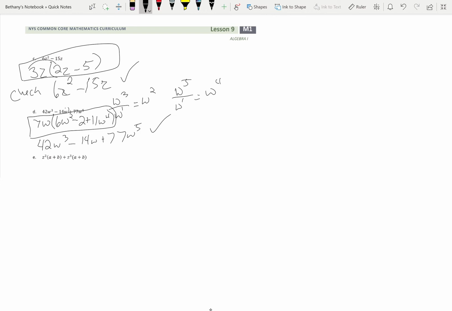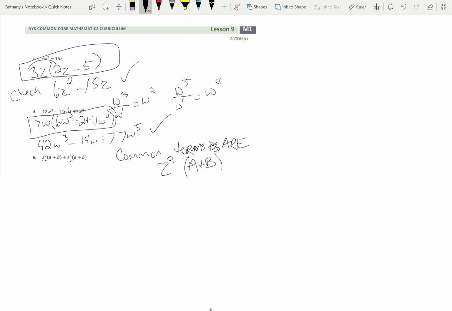Alright, now every once in a while you have something weird like this where you have some terms on the outside. In this case, the common term is, well, we have 2, right? I could pull out a z squared, because this has 2 z's and this has 3 z's, so the most I could pull out is 2. But I could also pull out the whole parentheses a plus b.